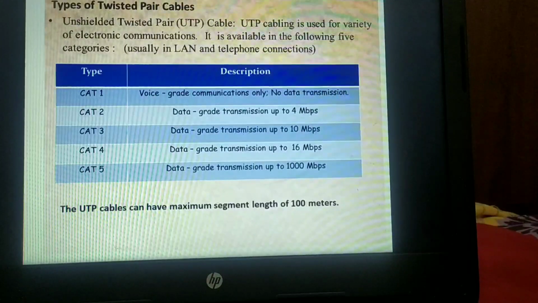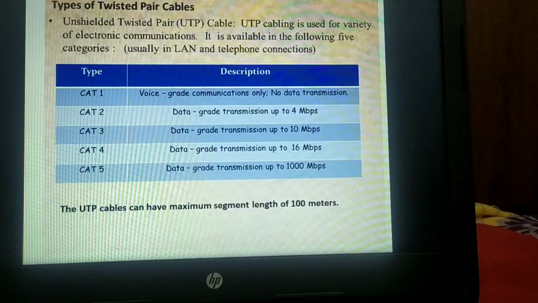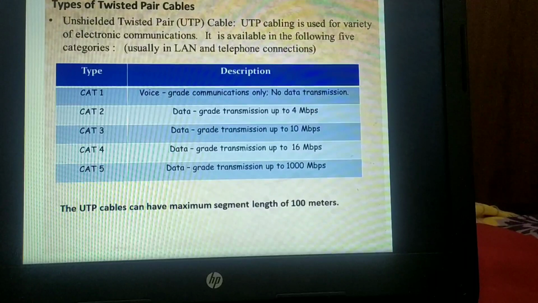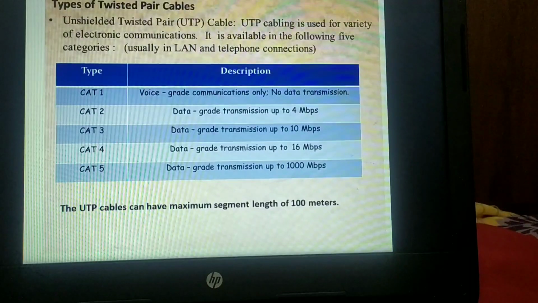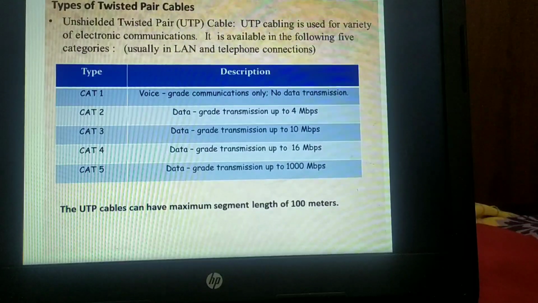This voice grade kind of twisted pair cable is extensively used in the telephone industry. If we have landline telephones, you have seen the cable, very thick and black in color, like a spiral winding. It is actually a twisted pair cable wrapped in a double helix. It supports only voice transmission, and it has been extensively used in the telephone office.